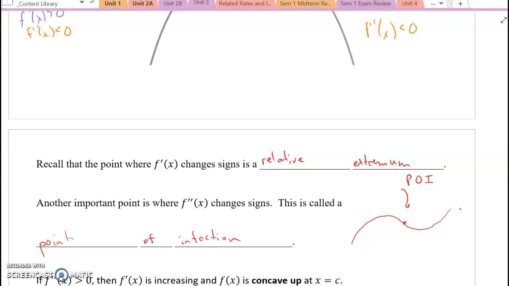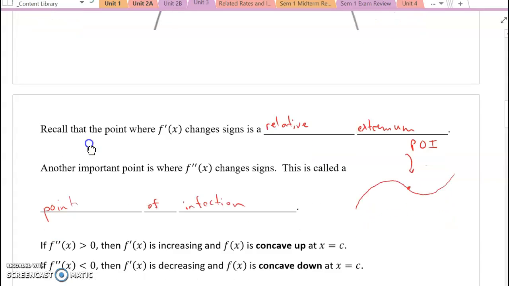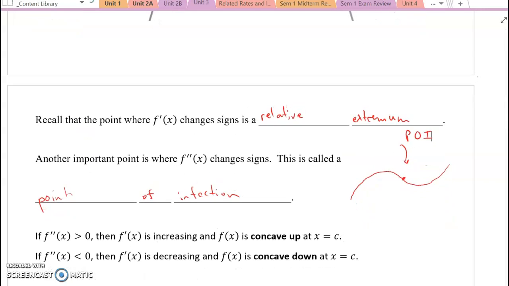All right, so that's another important characteristic of graphs that we're going to be asked to talk about. So remember that if f double prime of x is positive, that tells us that f prime is increasing, which tells us that f of x is concave up. And if f double prime is negative, that means that f prime is decreasing, which means that our function is concave down.